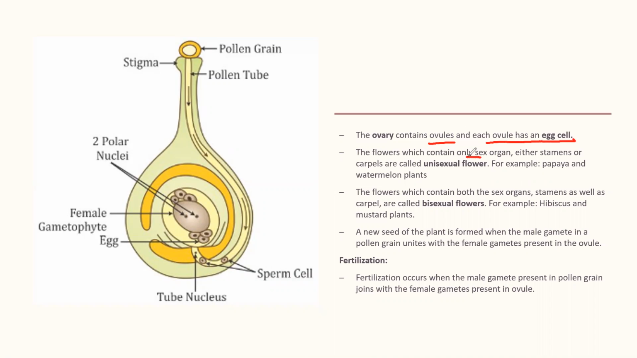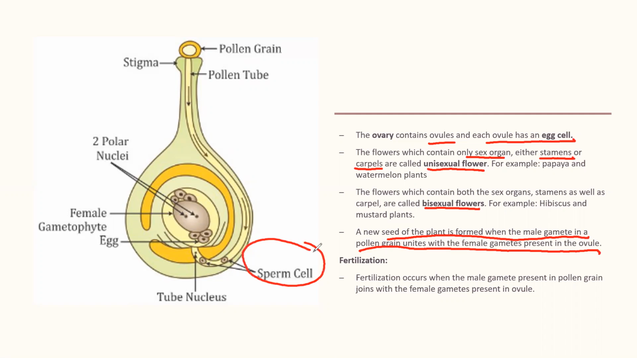A flower which contains only one sex organ, either the stamen, which is a male reproductive organ, or carpel, which is a female reproductive organ, is known as a unisexual flower. And the flower which contains both the sex organs is known as a bisexual flower. A new seed of the plant is formed when the male gamete in the pollen grain unites with the female gamete present in the ovule. So when the male gamete present inside the pollen grain fuses with the ovule, it leads to the formation of a seed. Fertilization is a process when the male gamete fuses with the female gamete.